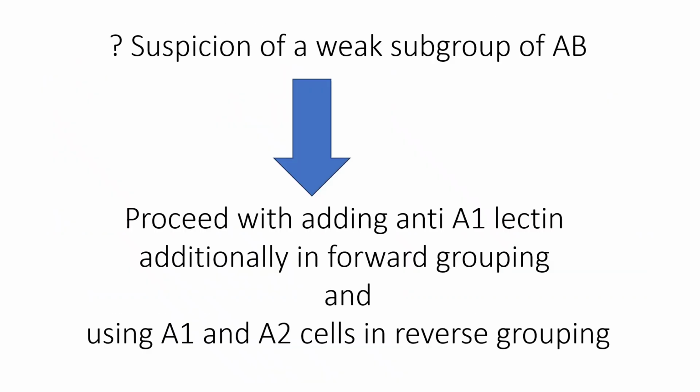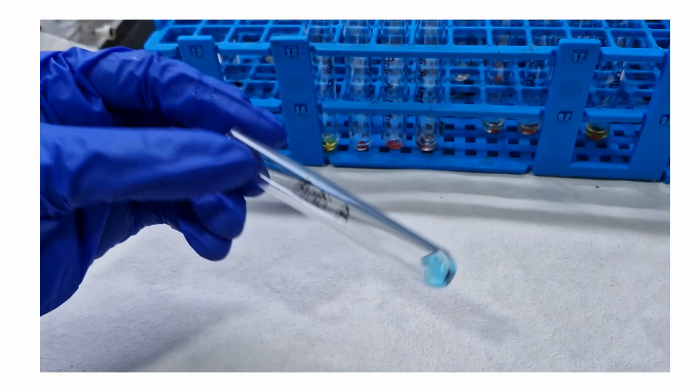Since there is a suspicion of a weak subgroup of AB, we proceed with adding anti-A1 lectin additionally in forward grouping and using A1 and A2 cells in reverse grouping. These are the results of forward grouping.